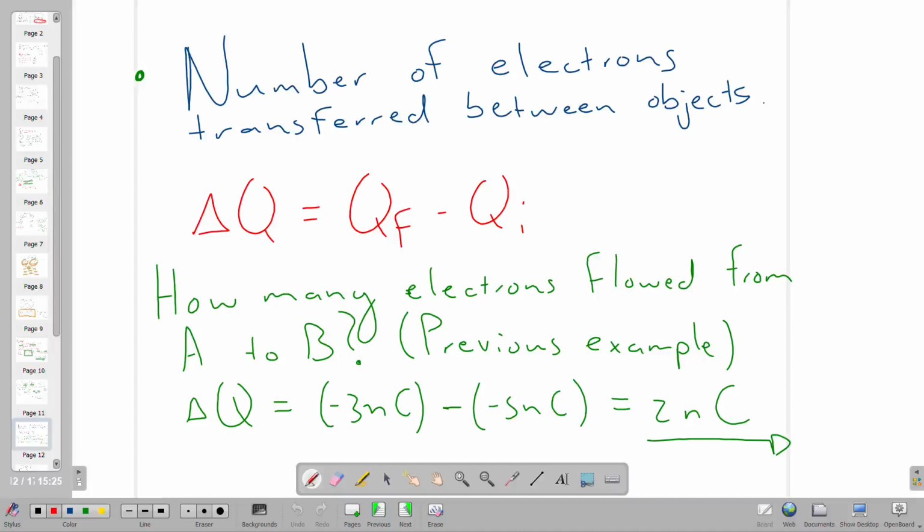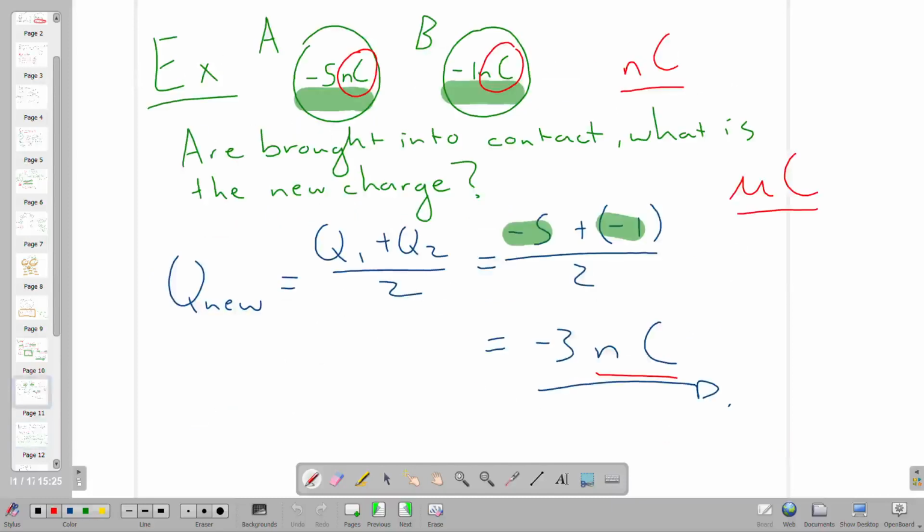Now the next calculation and type of question they can ask you is the number of electrons transferred between objects. So, for example, in the previous one, we had object A and B. Now, think for yourself, from which one to which one will the electrons have flowed? From A to B or B to A? Think about that for a second. Hopefully you remembered that it will be A to B, since A is more negative. Negative 5 nanocoulomb is much more negative than minus 1 nanocoulomb.